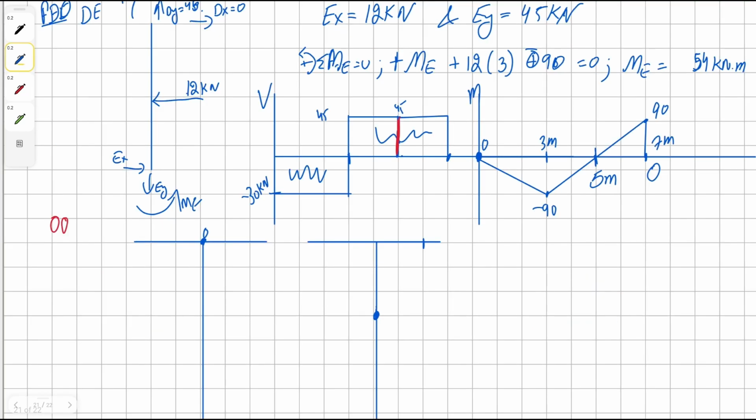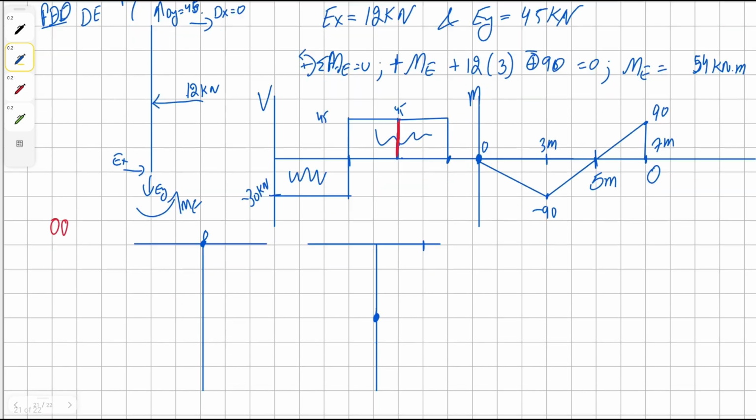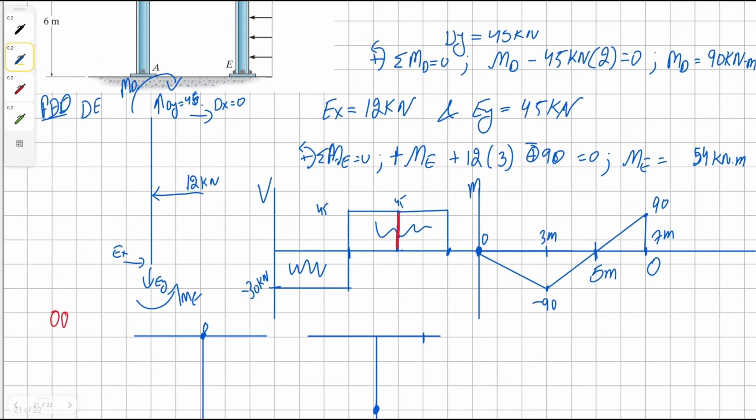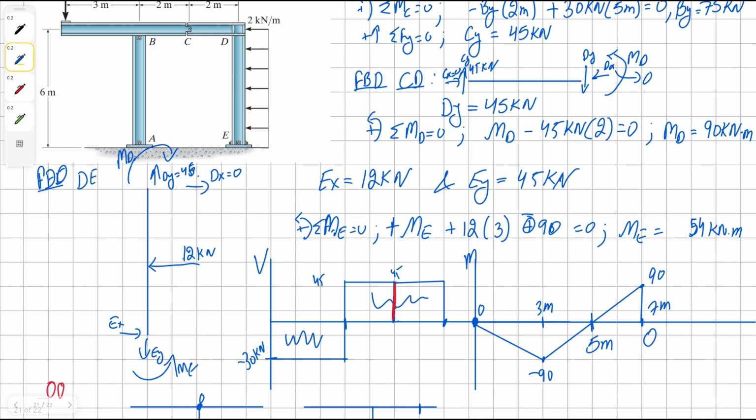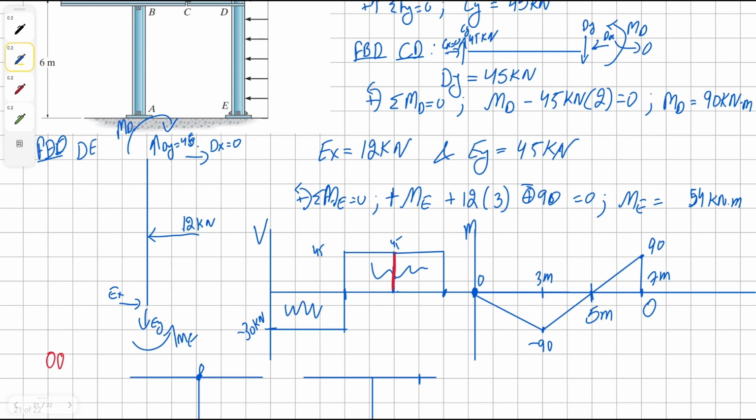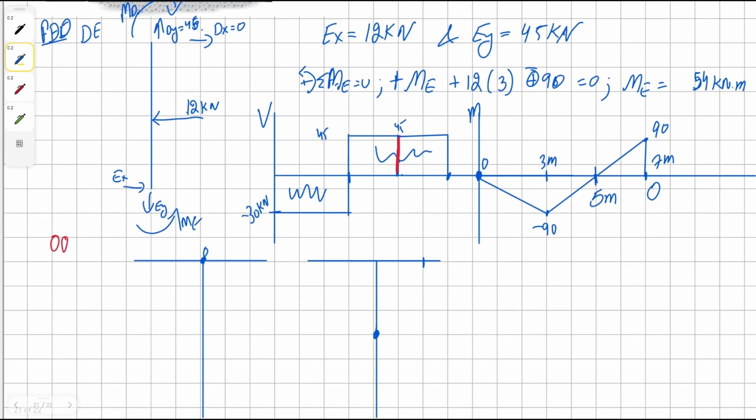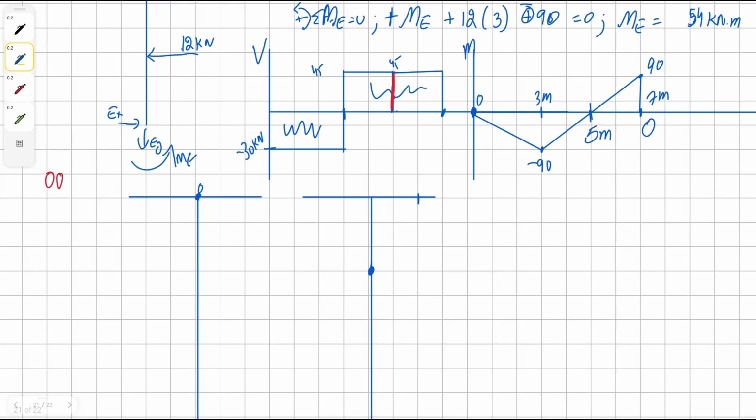Now we can draw the shear diagram for member DE. So we're going to begin with our uniform distributed load, which begins at 0 and goes down all the way till 6 meters and becomes negative 12. And then EX bumps it back up to 0. And that also tells us that our equation was correct.